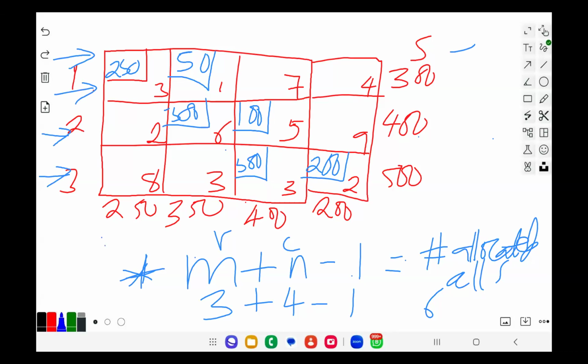Okay, then the columns are these that are vertical, you know. Oh, now I understand demand and supply. That's why you were confused.